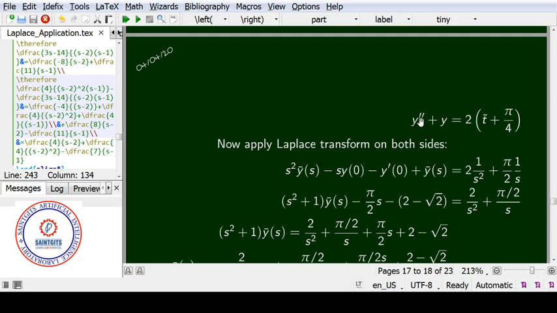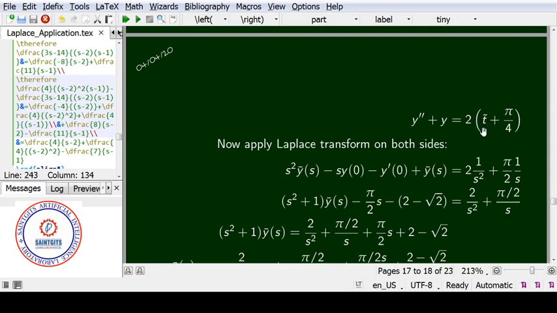So y double dash gives s square into y bar of s, minus, decrease the power of s by 1, so s raised to 1, that is s into y of 0, the second term always associated with y of 0, minus power of s decreased by 1, s raised to 1 minus 1, that is s raised to 0 or 1, y dash of 0. The remaining term is y plus y bar of s equal to 2 into.